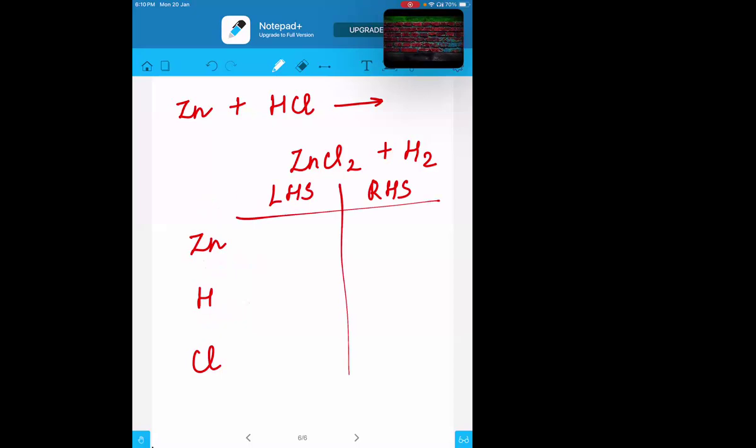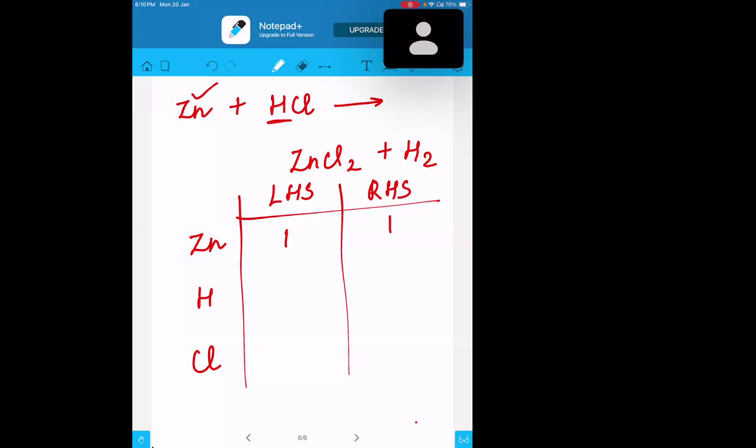I have written like this. Now zinc we have, hydrogen we have, chlorine we have. Now Rohini, tell me, in the left hand side how many zinc are there? Ma'am, 1. In the right hand side how many are there? Ma'am, 1. Correct. So that is why nothing, only one you can see there.